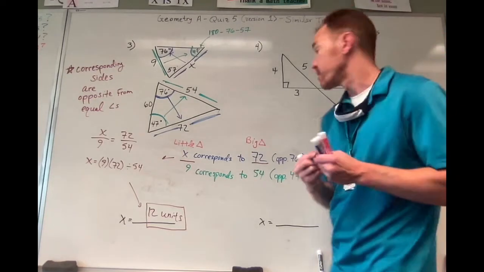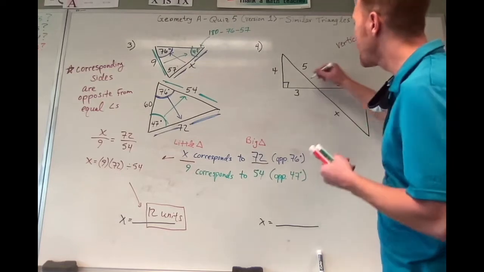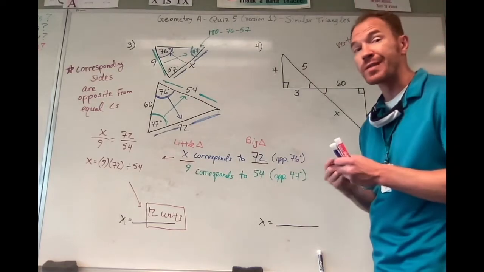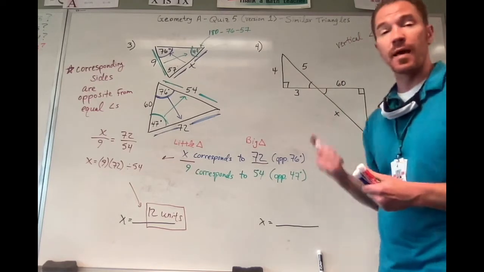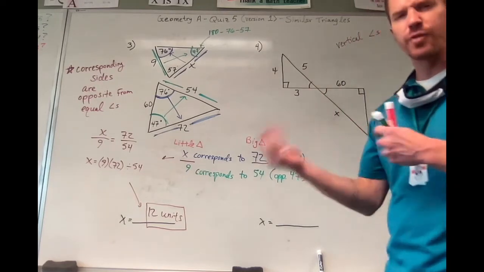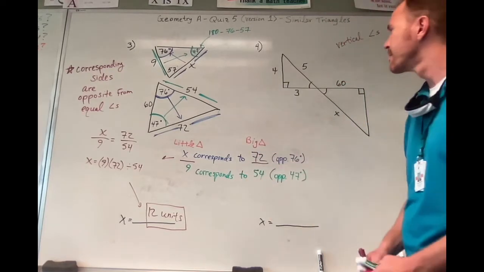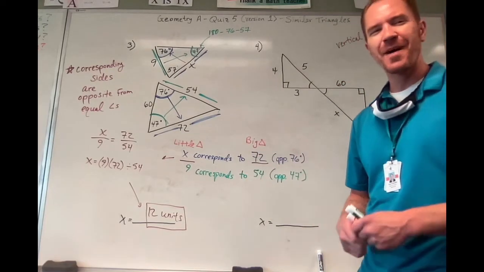These are vertical angles, right here and right here. These angles are going to be the same. I don't know what the measurement is, but it's going to be the same. So I'll show you a couple different ways you could do this. The first way is probably not generally a good idea.